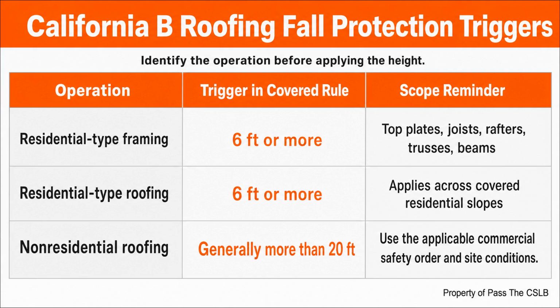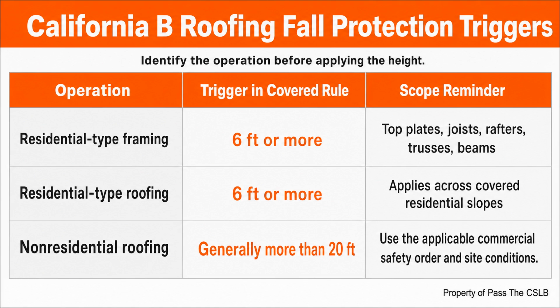The fall protection table separates the 3 categories. Residential framing is 6 feet. Residential roofing is 6 feet. Non-residential roofing is generally more than 20 feet under the cited commercial roofing provisions. The correct first question is not just how high the roof is. I first identify the operation and the type of project, then apply the proper safety rule and approved protection method.